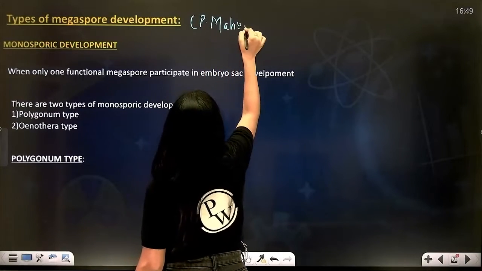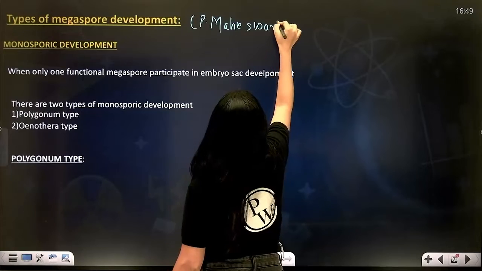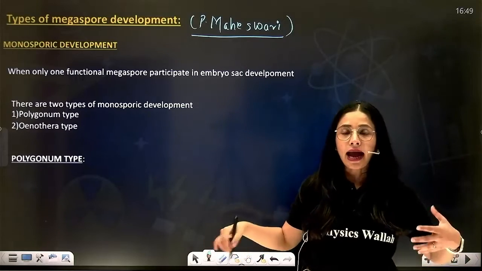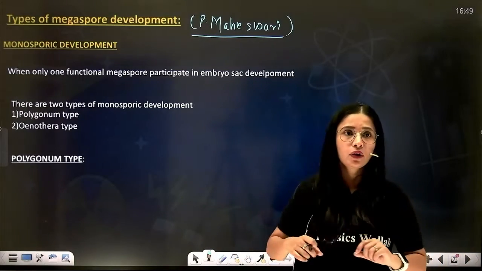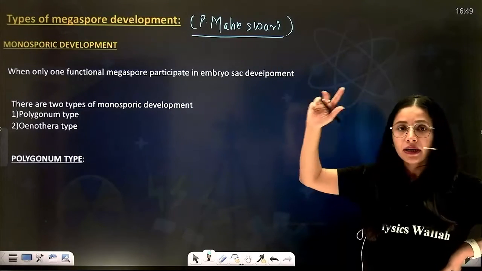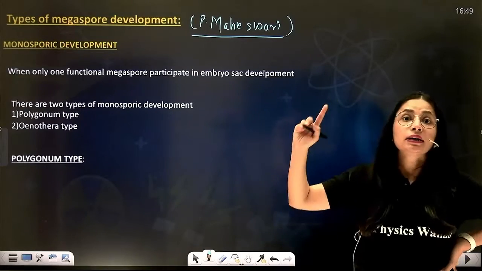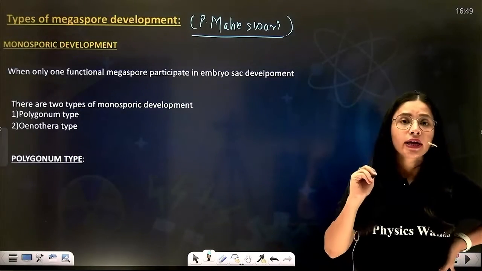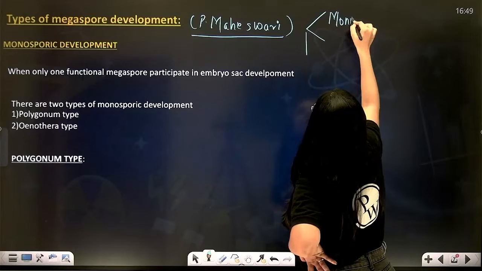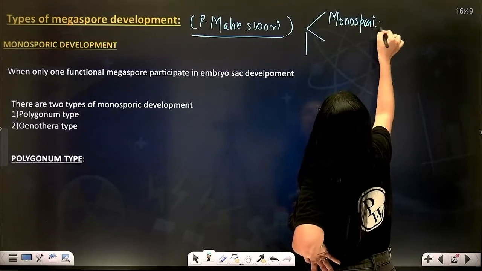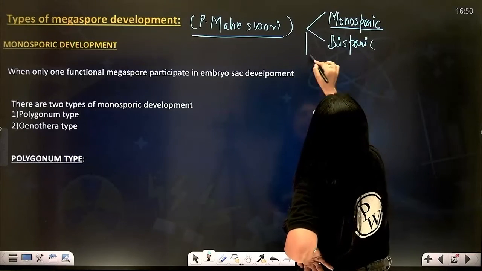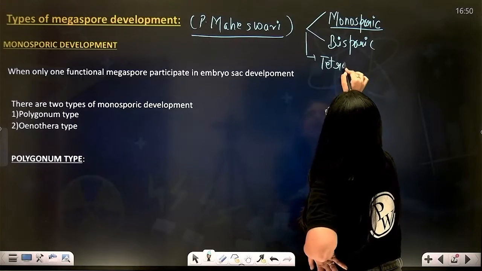He's an Indian-born scientist, also known as the father of embryology. This scientist did a lot in the field of angiospermic reproduction, in the field of embryology. Correct? So, types of megaspore development can be how many? 3. Depending upon the number of megaspores involved in this process, there can be 3 types: monosporic, bisporic and tetrasporic. Correct?